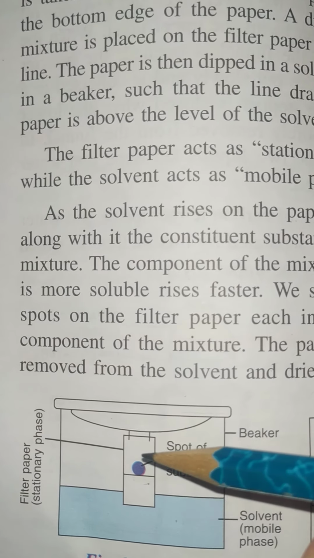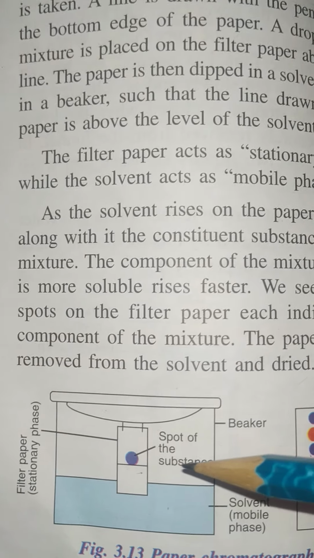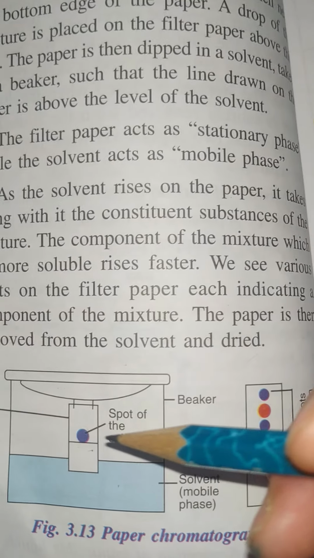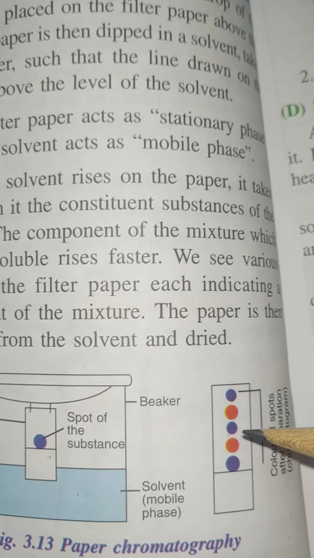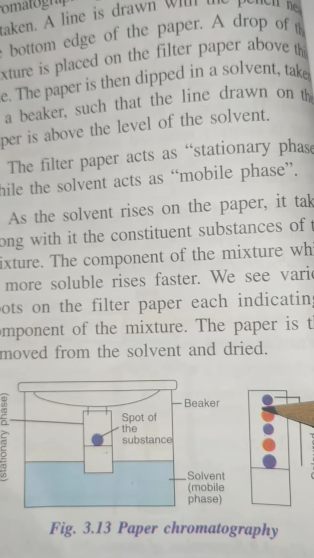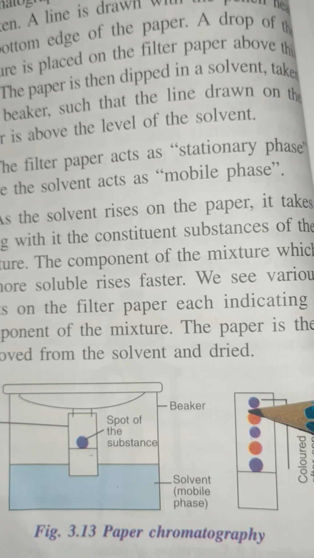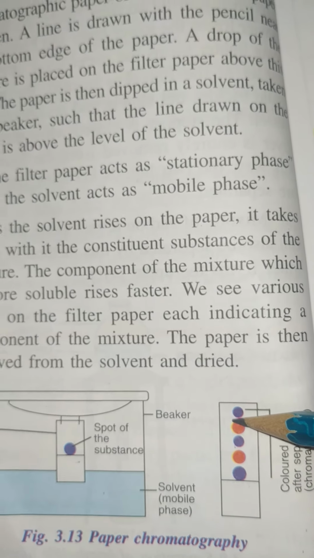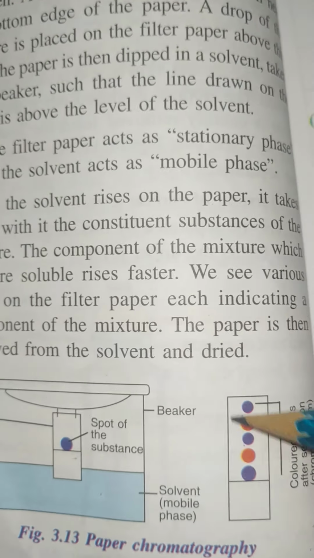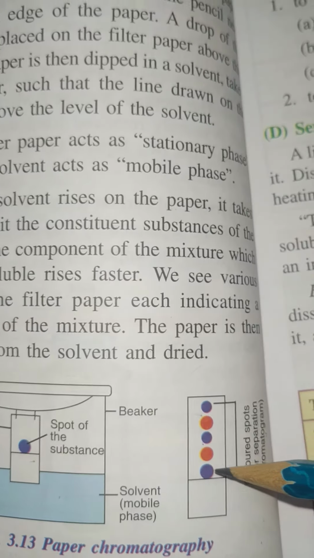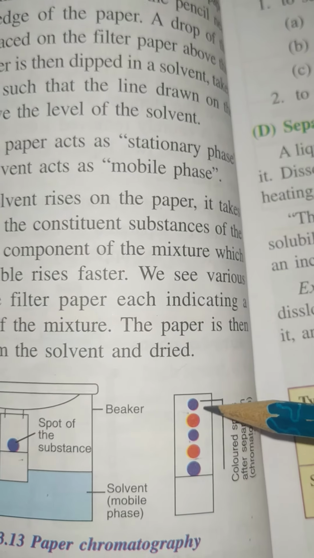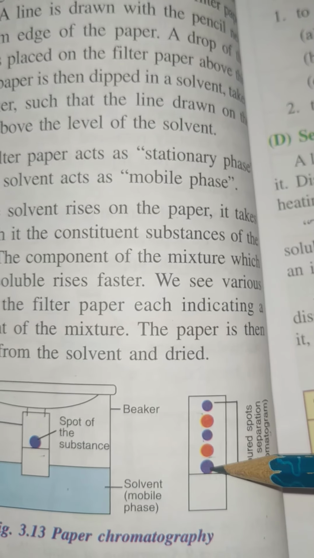Now the component of the mixture which is more soluble will rise faster, and after some time you will see different spots on the filter paper. Like this, you will see different spots on the filter paper which indicate the different components of the mixture. Then this paper is removed from the solvent and dried, and at the last you will see in this form the different components of the mixture.